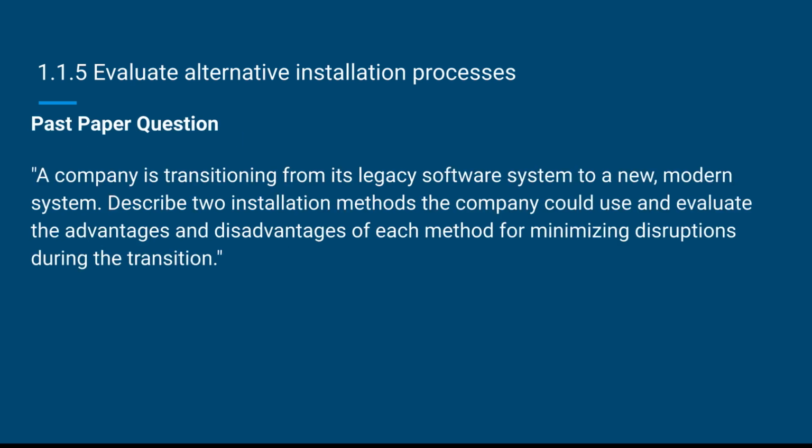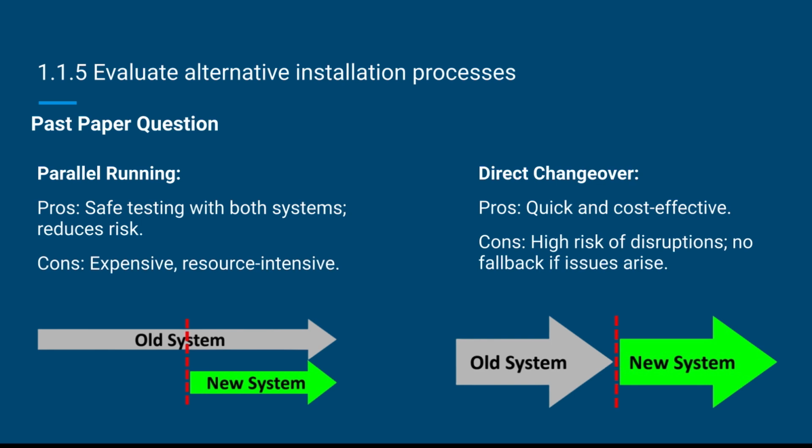Let's review a past paper question. So a company is transitioning from its legacy software system to a new modern system. Describe two installation methods the company could use and evaluate the advantages and disadvantages. So in this case, we would select parallel running, which is when you run the old legacy system and the new system at the same time until the new system is fully tested and reliable.